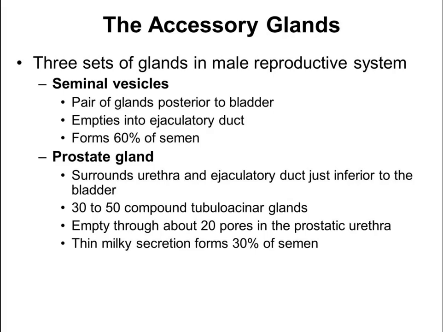Then we have the prostate gland. This surrounds the urethra and the ejaculatory duct just inferior to the bladder. It is a compound of 30 to 50 tubular acinar glands. It empties through about 20 pores in the prostatic urethra, and it is a thin, milky secretion that forms about 30% of the semen.